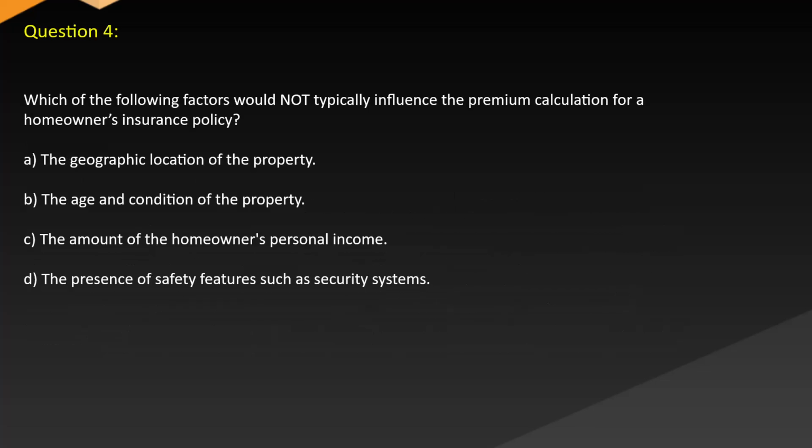Question 4. Which of the following factors would NOT typically influence the premium calculation for a homeowner's insurance policy? A. The geographic location of the property. B. The age and condition of the property. C. The amount of the homeowner's personal income. D. The presence of safety features such as security systems.